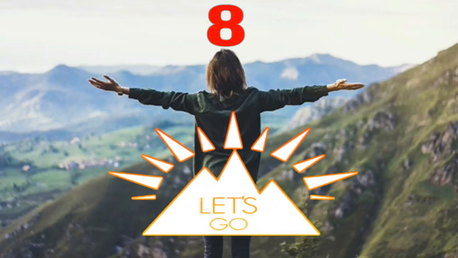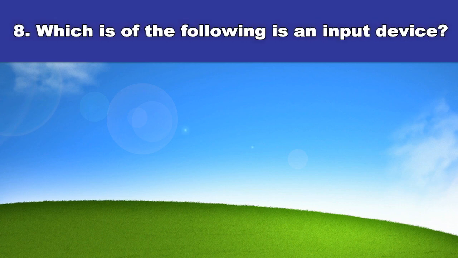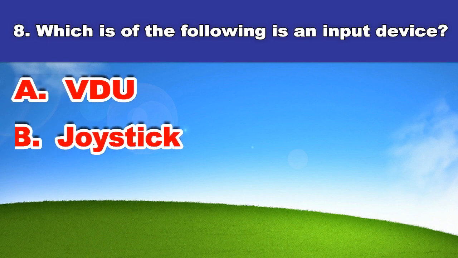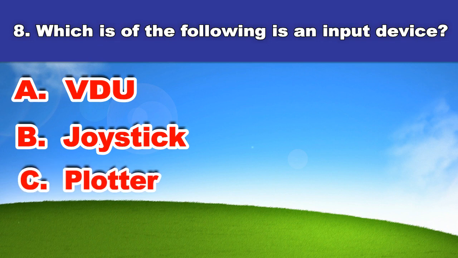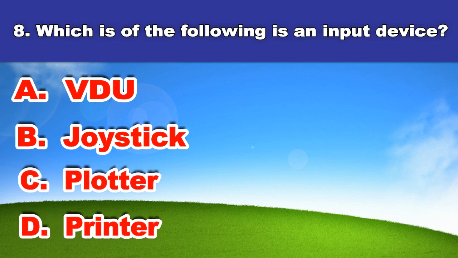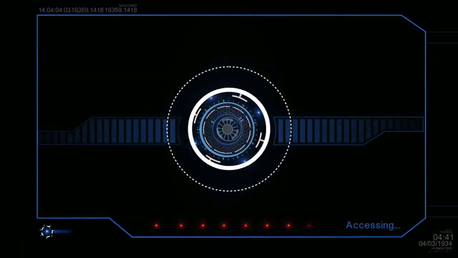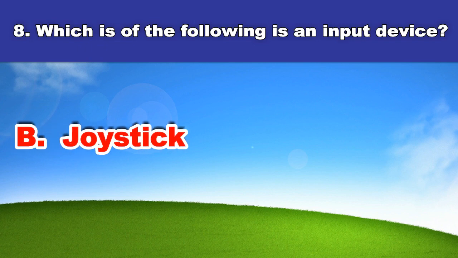Eighth question. Which of the following is an input device? A. VDU, B. Joystick, C. Plotter, D. Printer. And the answer is joystick.